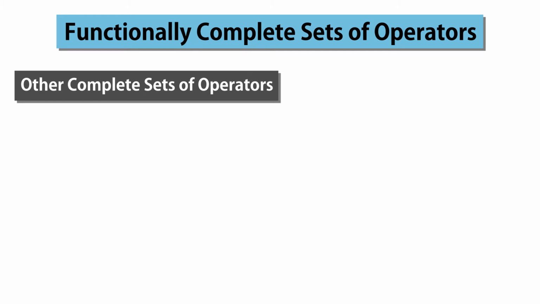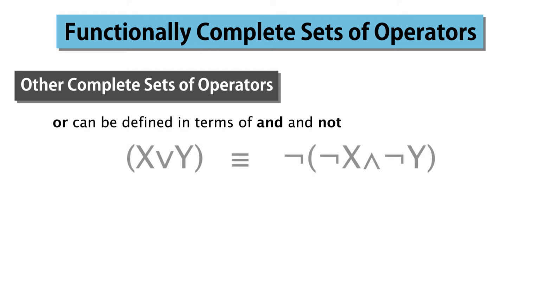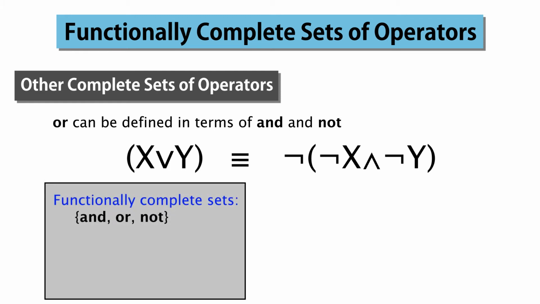You may recall from your logic class that OR can be defined in terms of AND and NOT, as shown here. This means that any occurrence of OR in a formula can be eliminated by replacing it with a corresponding instance of the expression on the right-hand side of this equivalence. And since we've shown that the set containing AND, OR, and NOT is functionally complete, it follows that the set containing only AND and NOT is also functionally complete.